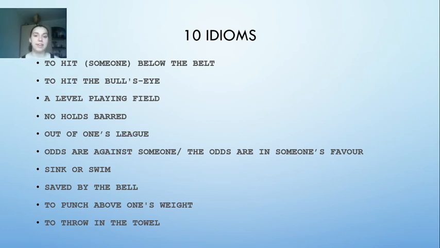The next one, and maybe my favorite actually: odds are against someone, or the opposite, the odds are in someone's favor. That means that you have good chances. If you see the Hunger Games, you can meet a very famous phrase: may the odds be ever in your favor. And that means, нехай вдача завжди буде з вами. So, odds are against someone, the odds are in someone's favor. In Ukrainian, це переваги чи шанси на одній стороні.